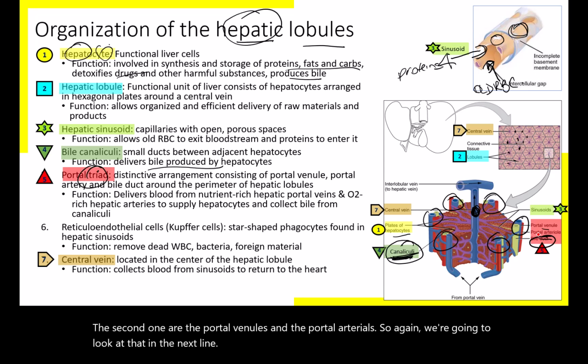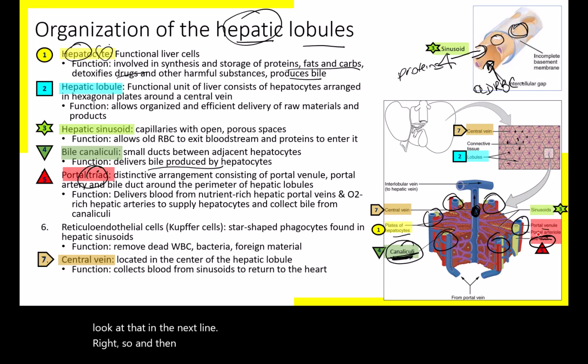Another thing that's found in the hepatic lobules are reticuloendothelial cells that are phagocytes in the hepatic sinusoids that help to remove bacteria, dead white blood cells, and foreign materials, right?